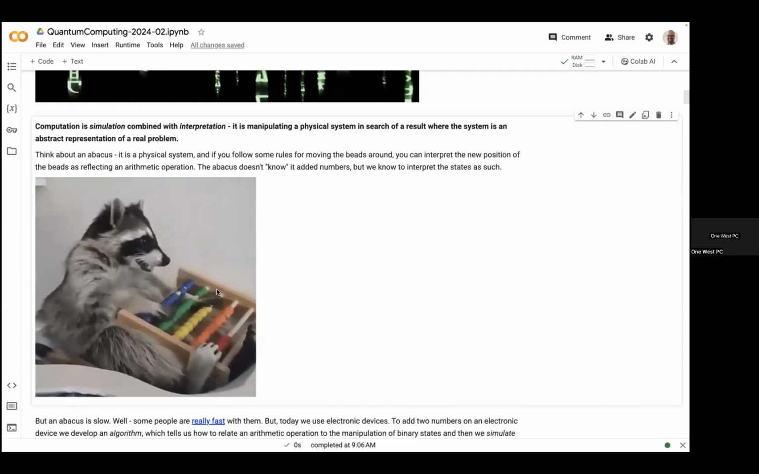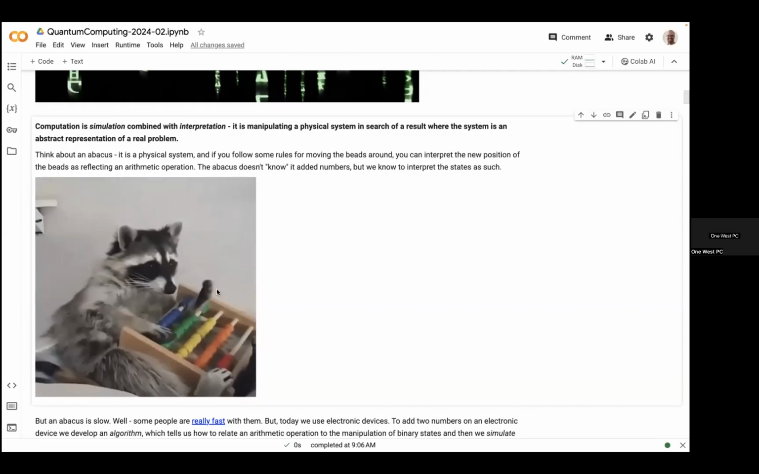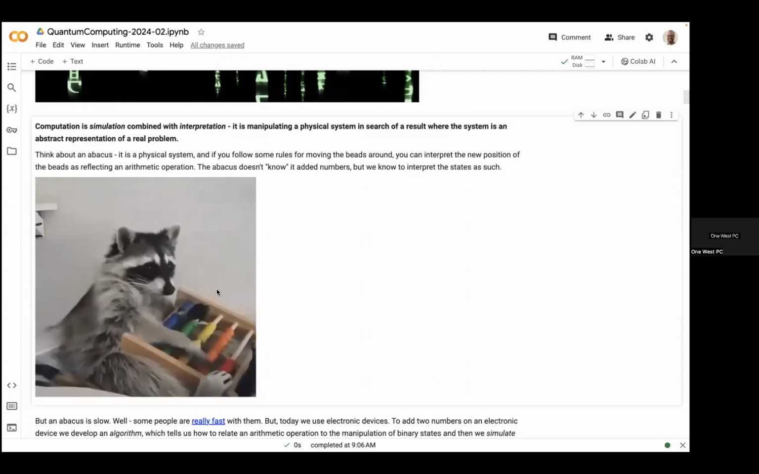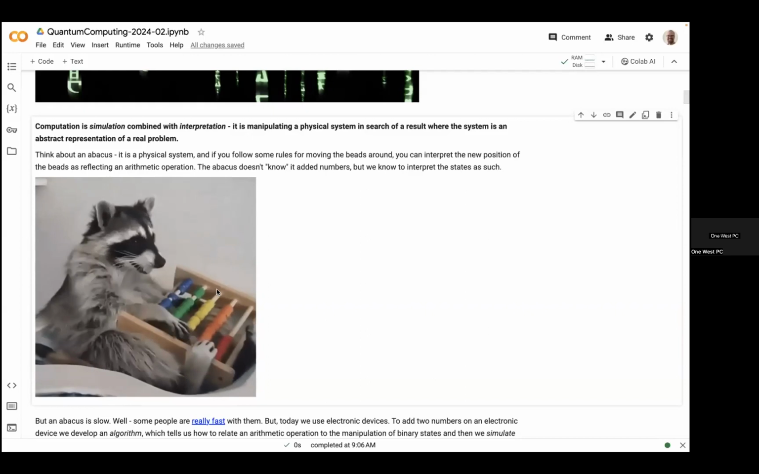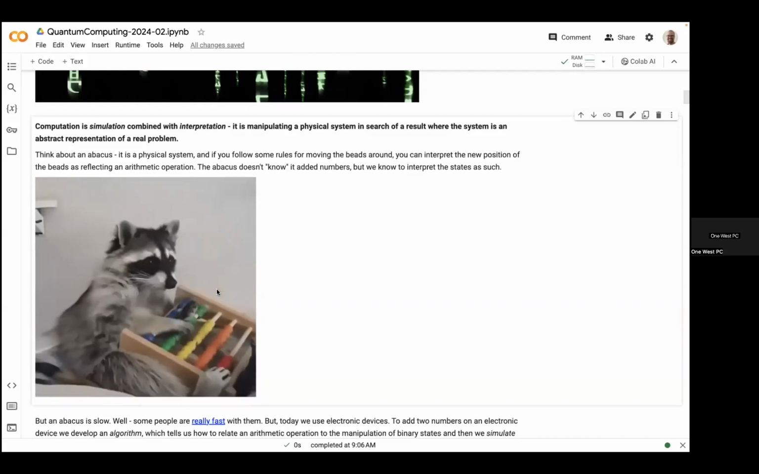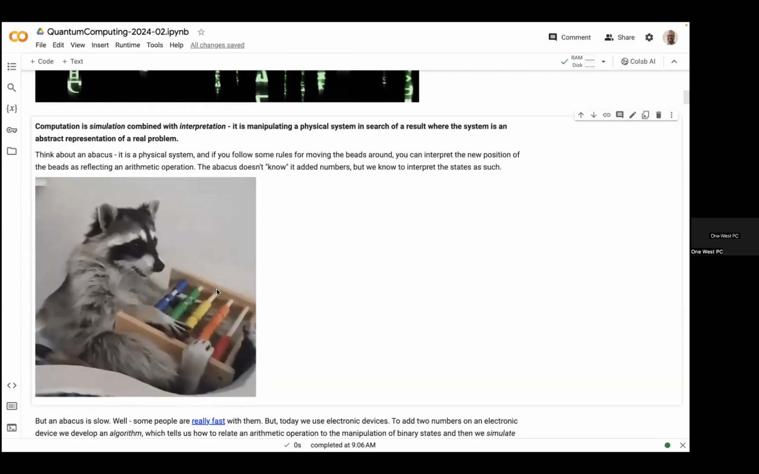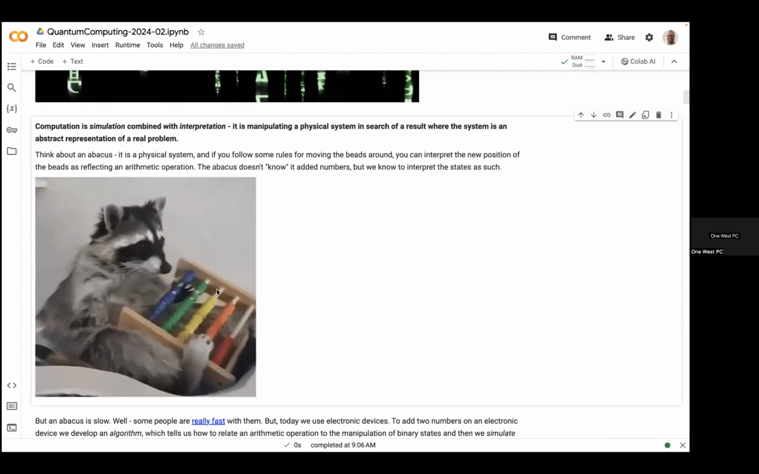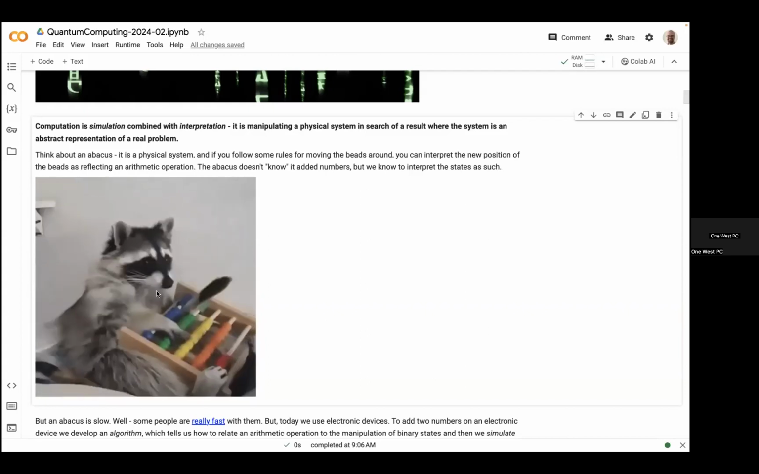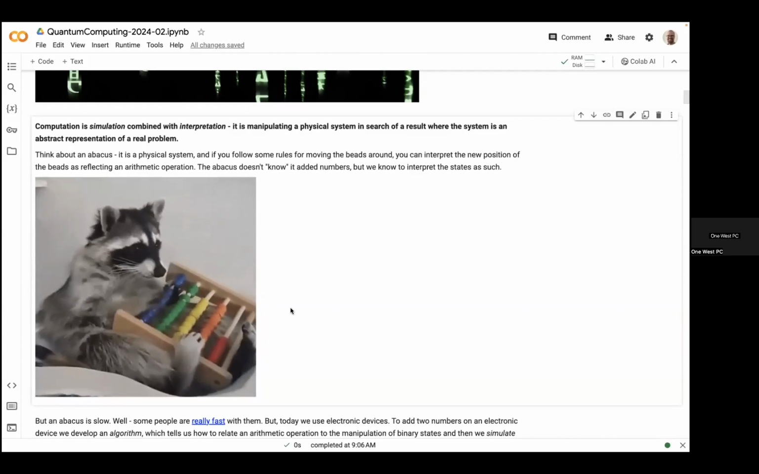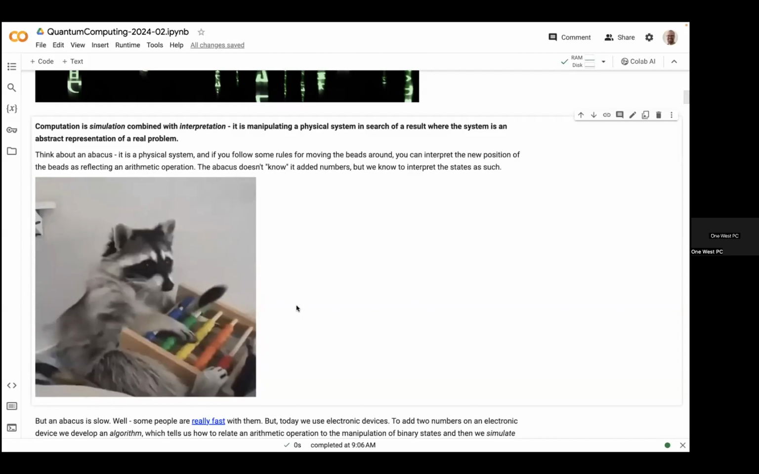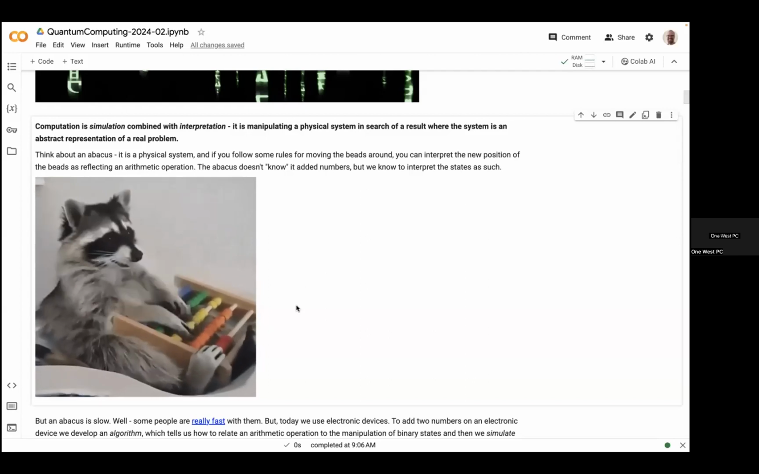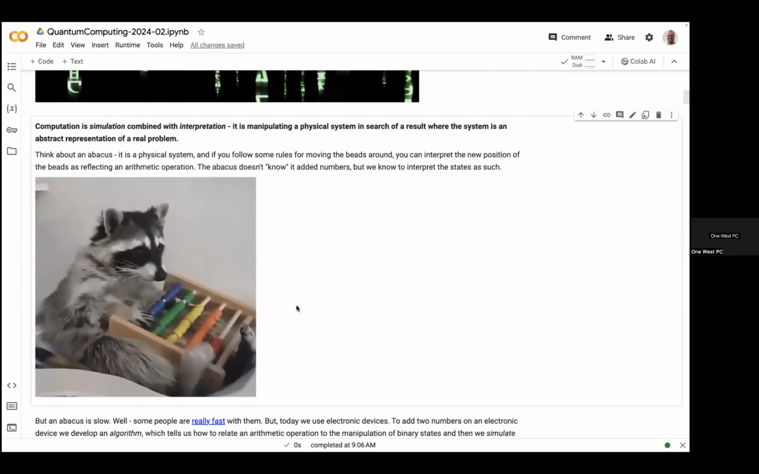So think about an abacus, a physical system of beads on sliders. There are some rules for moving these beads around, and if you follow those rules while you move beads around, you can interpret the new position of the beads as an arithmetic operation. The abacus doesn't know it added numbers, but we know how to interpret the states as such, right? And like this gentleman here is probably not aware that he's doing an arithmetic operation, or maybe he is. I don't know. Maybe he's calculating a tip at a restaurant or something. But nonetheless, you can use these systems to do calculations.